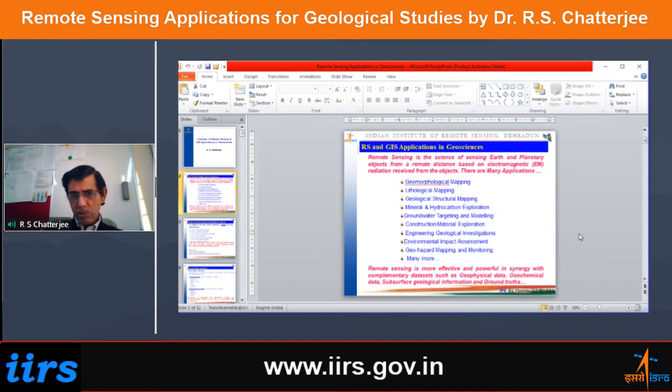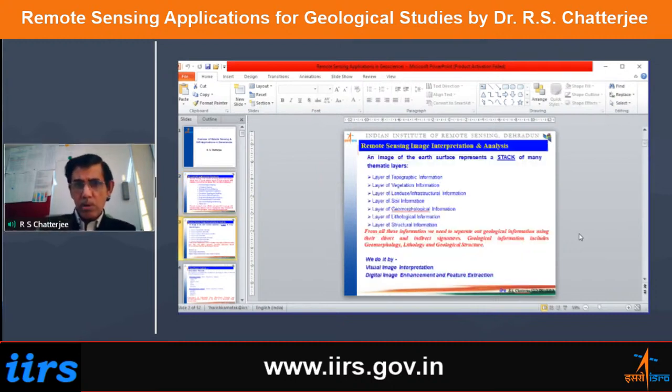But you know, remote sensing is more effective and more powerful in synergy with complementary data sets such as geophysical data, geochemical data, subsurface data that can be available from boreholes, by some kind of geophysical logging, and also ground truths. So ground truths or field-based data are also very, very important.